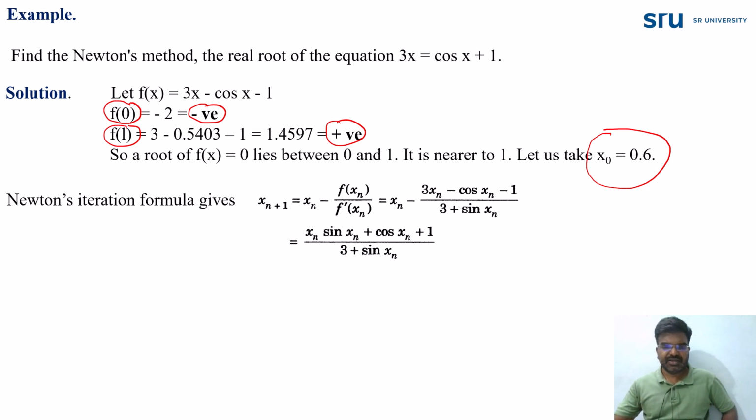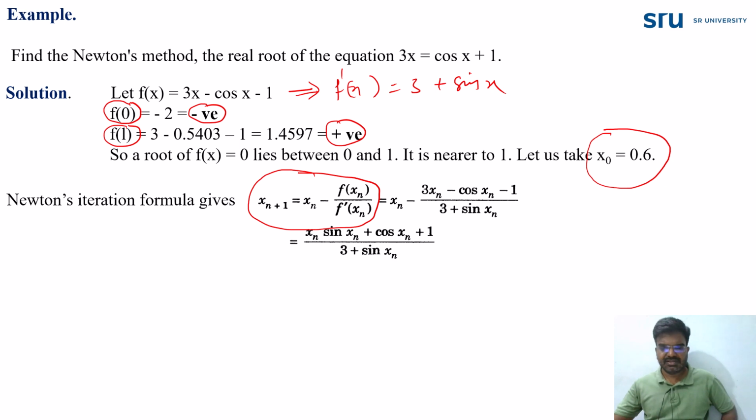Next, you have to write the Newton-Raphson formula here. See, this is the formula. In this formula, we are substituting f and f dash. I need f dash of the function. So, what is f dash? 3 plus sine x. I have to substitute f of x and f dash of x in this formula.